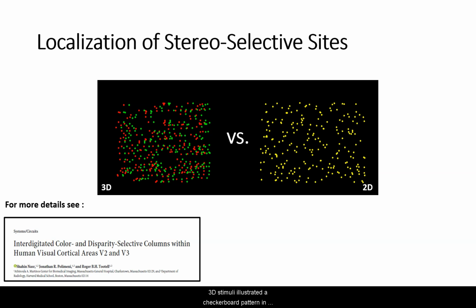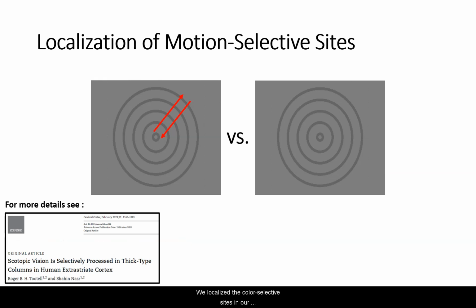3D stimuli illustrated a checkerboard pattern in which surfaces moved asynchronously in depths. The level of relative disparity varied between -0.4 to +0.4 visual angles. 2D stimuli were based on the same pattern, but here the amount of disparity between dots remained 0. We localized the motion selective sites in our subjects by contrasting the response evoked by moving versus stationary concentric rings.